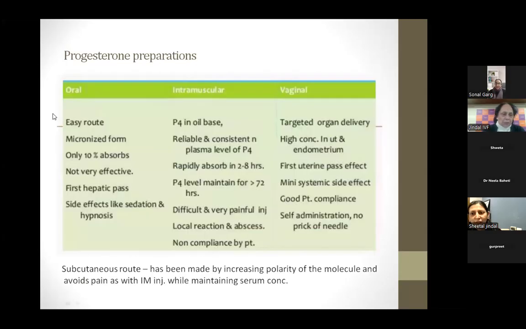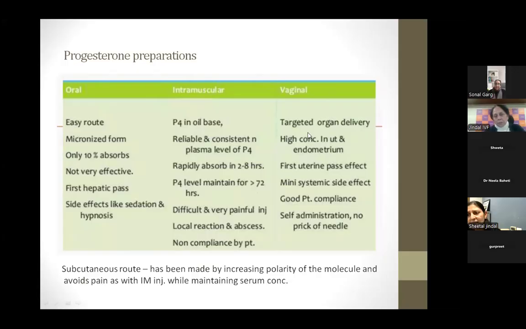So now, as I already told you, if we talk about the pharmacokinetics of these progesterone preparations, oral, I have already told, only because of the hepatic bypass, only 10% of it gets absorbed, and it causes side effects like sedation and hypnosis. This is not a very preferred route. And progesterone in oil basis gets rapidly absorbed in 2 to 8 hours, and it is able to maintain its level after 72 hours. But patients might not be very compliant with it.